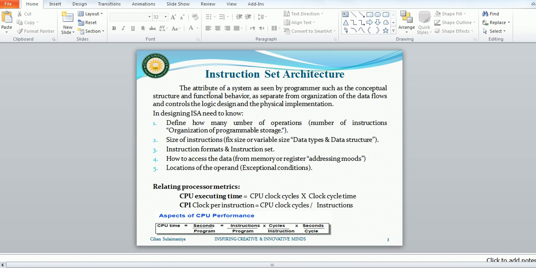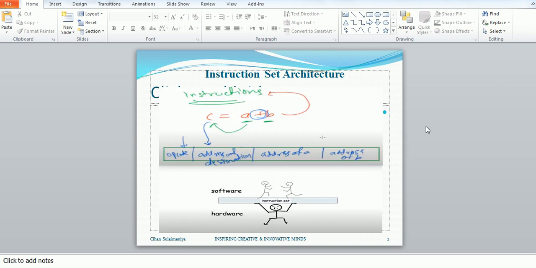The instruction set architecture definition is the attribute of a system as seen by the programmer, such as the conceptual structure and functional behavior, as I explained before, as separate from the organization of the data flow, the control, the logic design, and the physical implementation. So that's the definition of instruction set architecture, as I simplified it here.